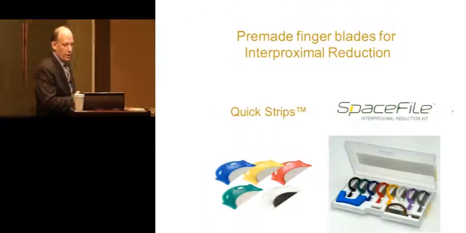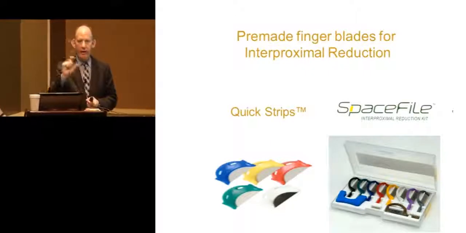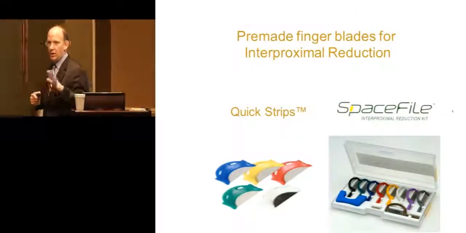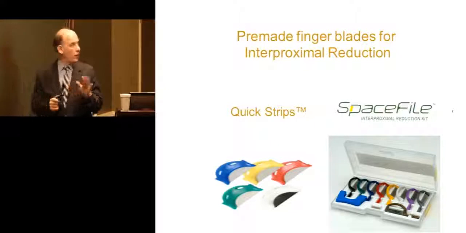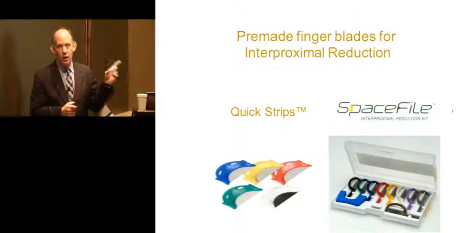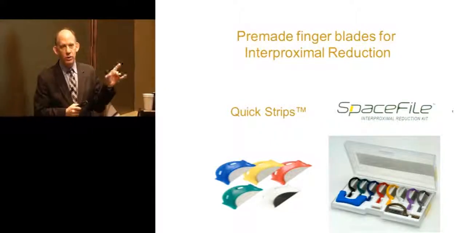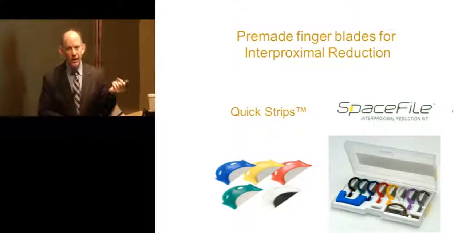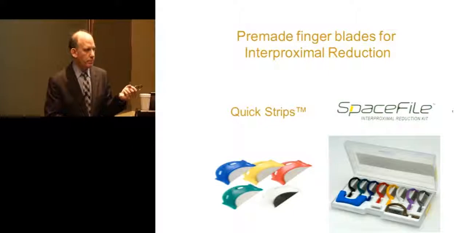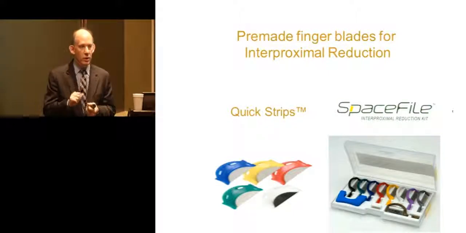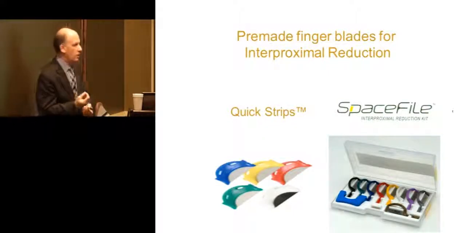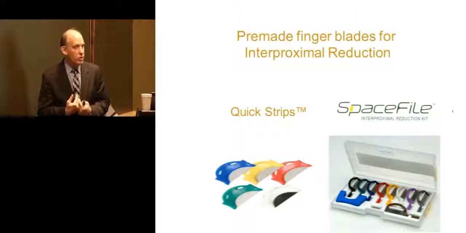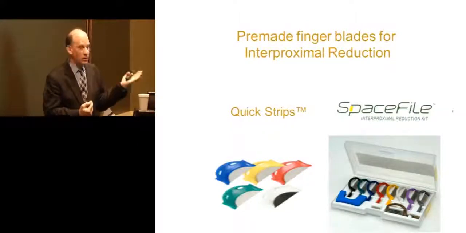The last product we'll talk about is hand blades. There's diamond coated and there's diamond embedded. Quick strips are diamond coated. When you use them, the diamond comes off. Space file is actually diamond embedded, and when you use them, the diamond grit remains on these files. So I would suggest that you buy a set of space files.